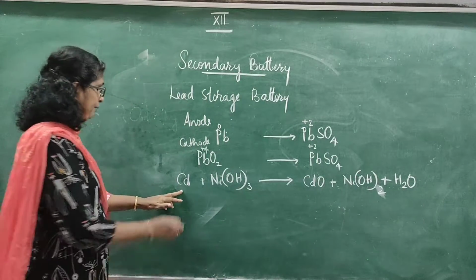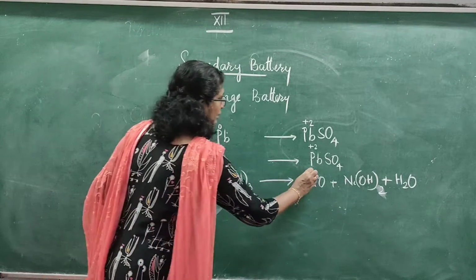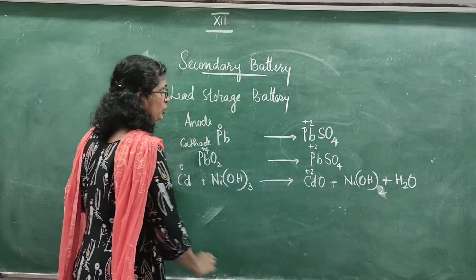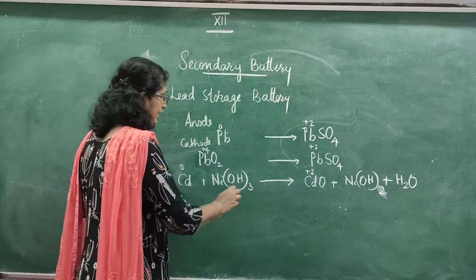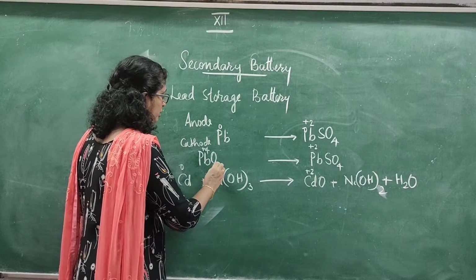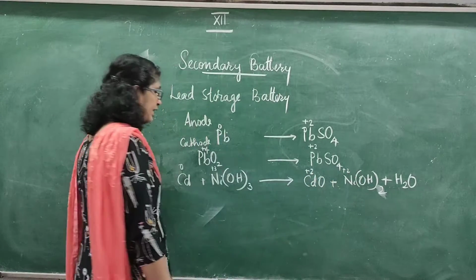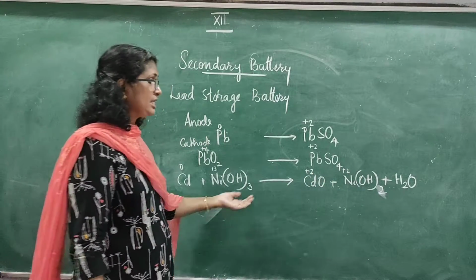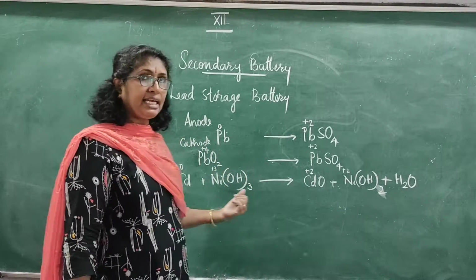Cadmium's oxidation state is 0, and here it is +2. So cadmium is oxidized to Cd2+. That is the oxidation taking place. Here nickel has an oxidation state of +3, and here it is only +2. So NiOH thrice is reduced to NiOH twice at the cathode. So this is the nickel cadmium cell.